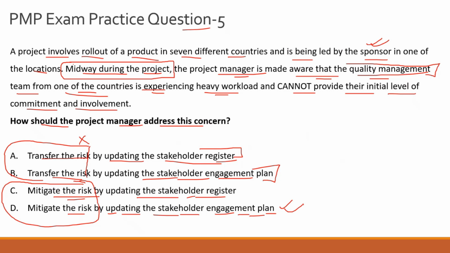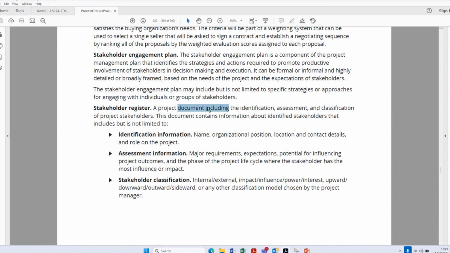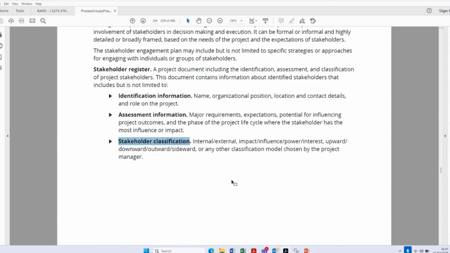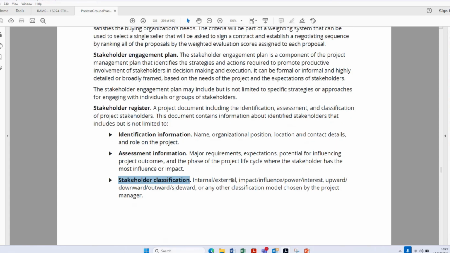However, let's take a step back and study what the stakeholder register consists of. The stakeholder register, again, is a project artifact document. It is prepared in the initiation stage of the project, and it talks about the identification, assessment, and classification of stakeholders. This document contains information, for example, the identification of the stakeholder, assessment information, and stakeholder classification, whether it is a high impact, high influence stakeholder, or a high impact, high interest stakeholder, etc. So you do these kinds of classifications in your stakeholder register. Now when you initially classified your quality management team as part of the question, you classified them, let's say, as a high impact, high influence stakeholder.